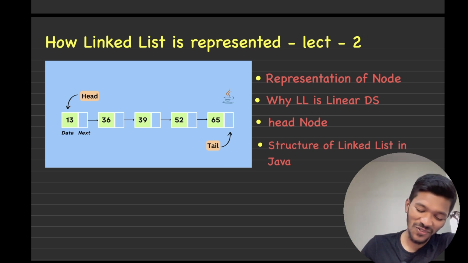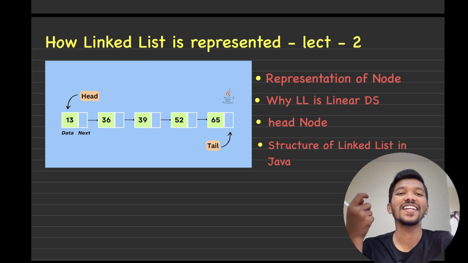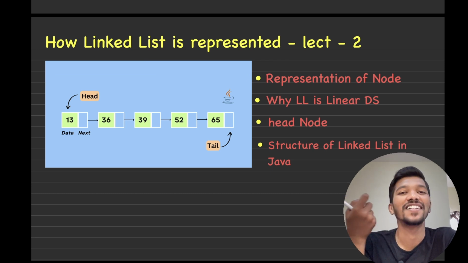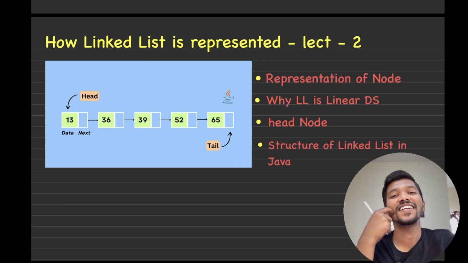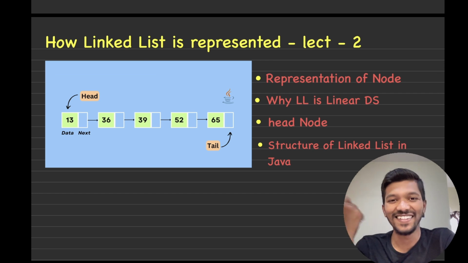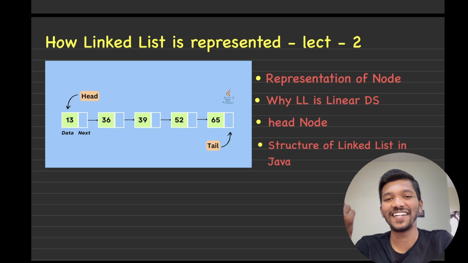So the first point we are going to see is the representation of a node. In the previous lecture, we saw that every element in my linked list is represented in a node. So we are going to see what a node is, how the node is represented, and what the things are that a node mainly contains. Second point, we are going to discuss why the linked list is called a linear data structure.